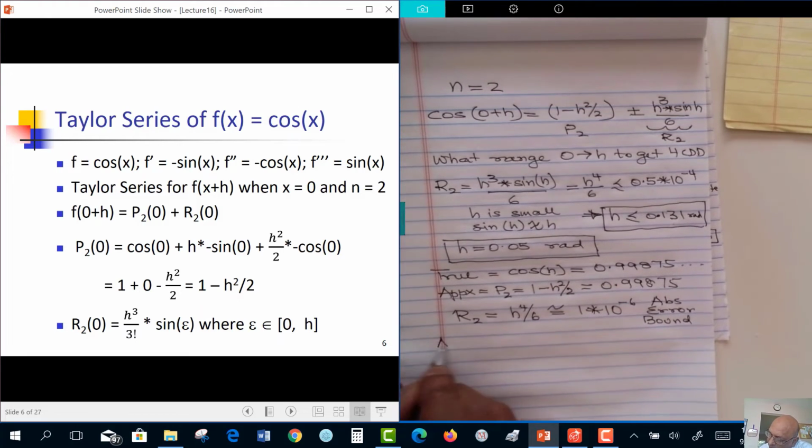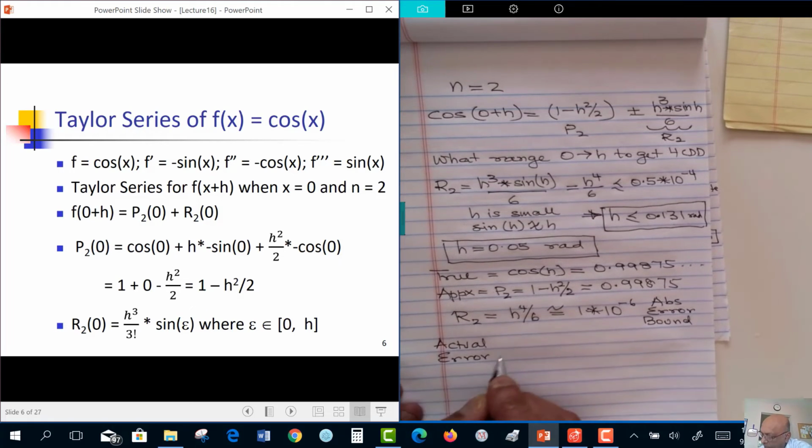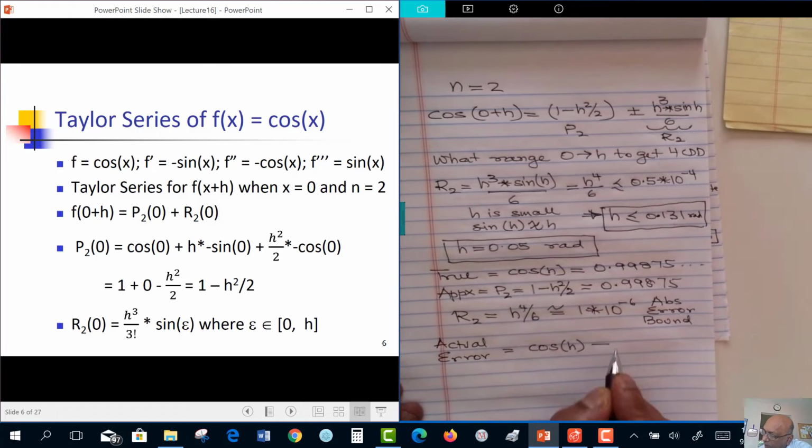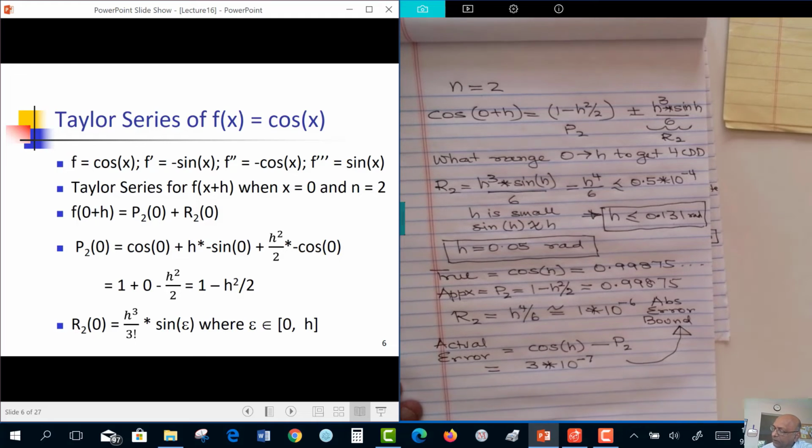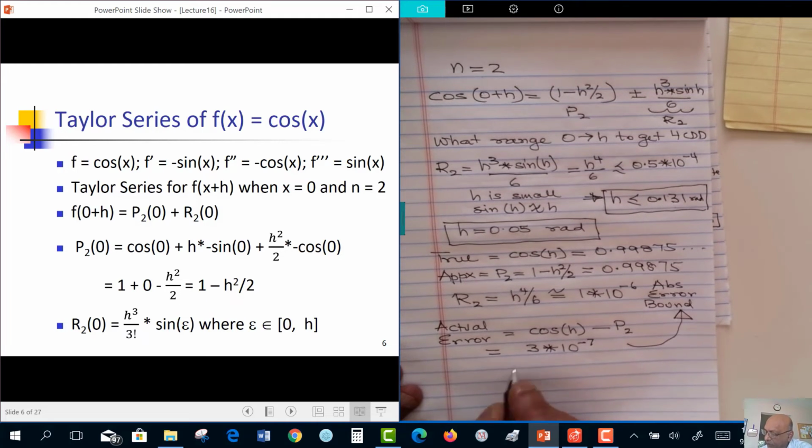Let's see our actual error. So if I put in my calculator cosine h and P2, so that I don't lose any significance by handwriting it, I'll get 3 times 10 to the minus 7. So of course, the actual error is less than the error bound, right? It's almost 1/3 the error bound.